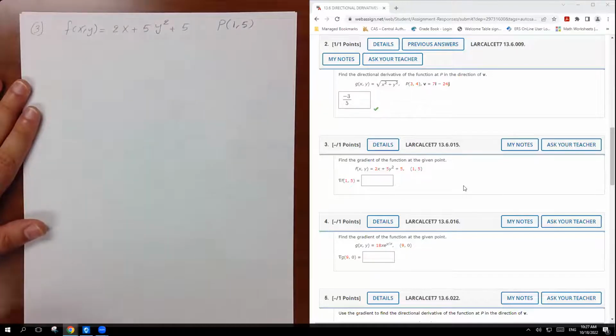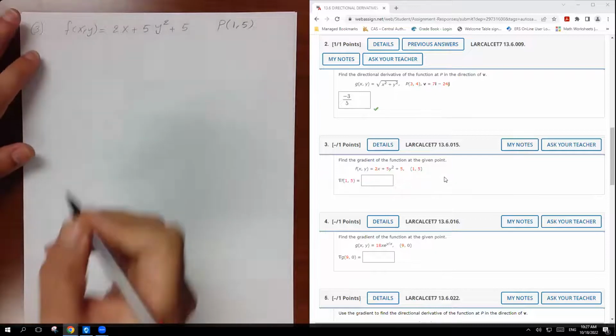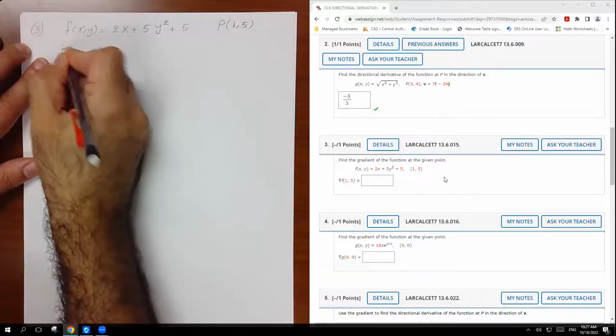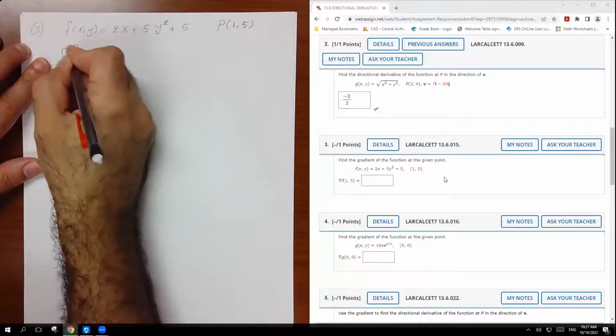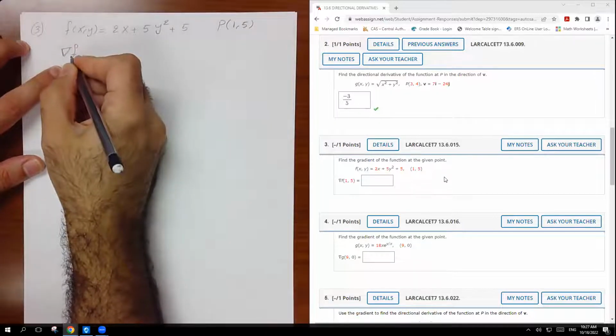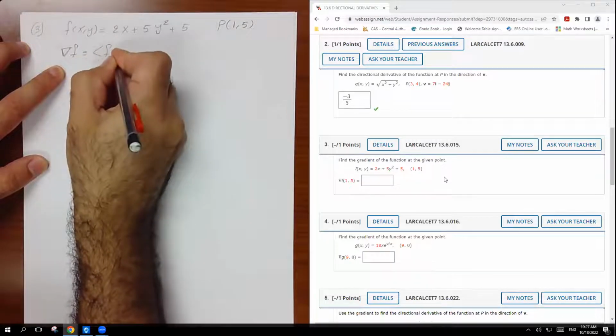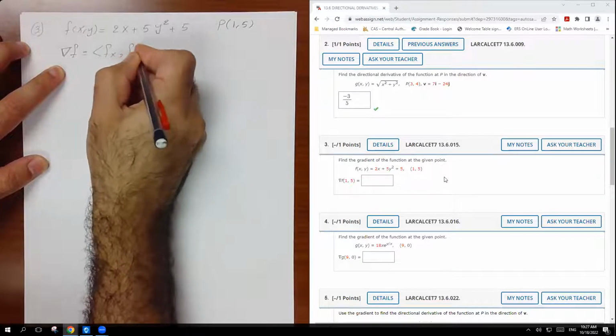So to find the gradients of the function at the given points, f of x, y is 2x plus y squared plus 5 at the points. So the gradient of the function f is going to be f sub x and f sub y.